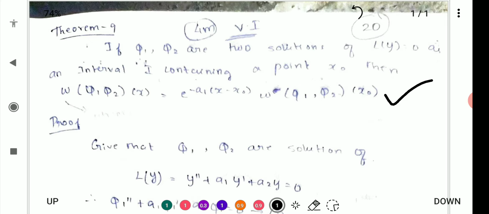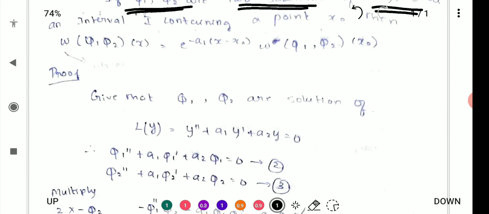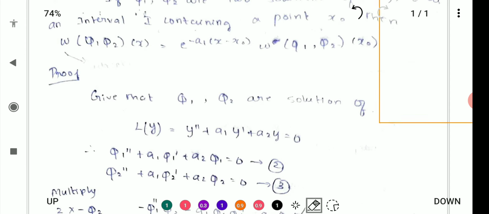We are going to see the derivation of this formula as a theorem. It is a very easy theorem. Given that phi1 and phi2 are two solutions of L of y equal to 0, first, what is the equation for L of y? It is a second order differential equation because they have given two solutions, so we are going to write a second order differential equation.